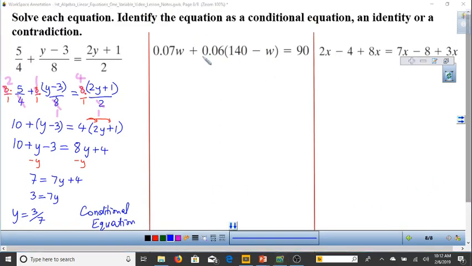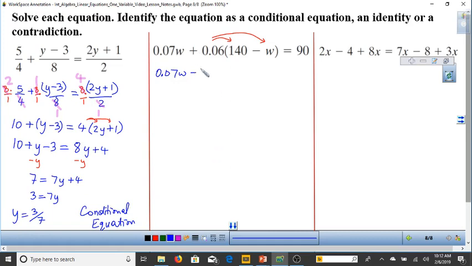Let's take a look at this other example here. This one is just decimals. Decimals are not a problem. We just work with them as we would normally. Just be careful of where you put the decimal point. So we're distributing the parentheses, and then of course we're going to multiply 0.06 multiplied by 140, and that gives you 8.4.